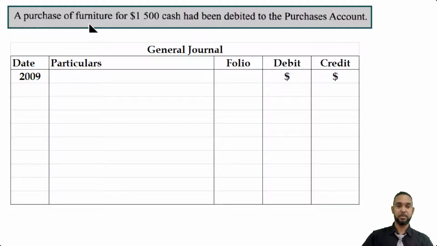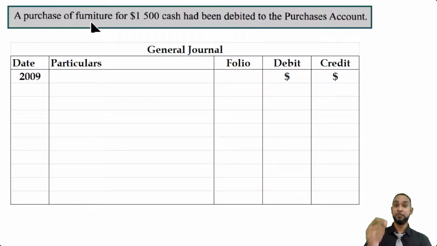It says a purchase of furniture for $1,500 cash had been debited to the purchaser's account. When we make a purchase of stock or inventory or goods or merchandise, you'll definitely debit the purchaser's account. What are we buying? We are buying furniture. Furniture is not inventory. It's not stock. So therefore, the purchaser's account should not have been involved in this transaction.